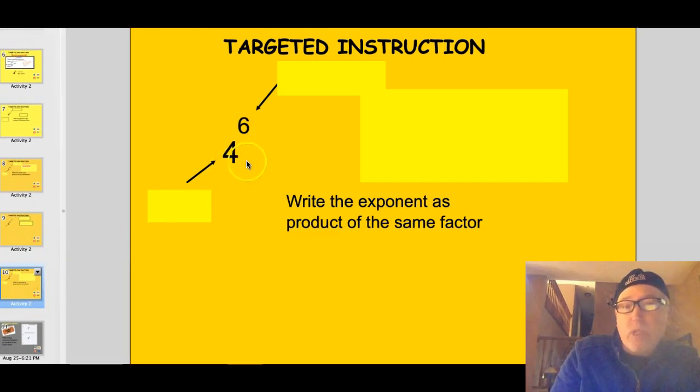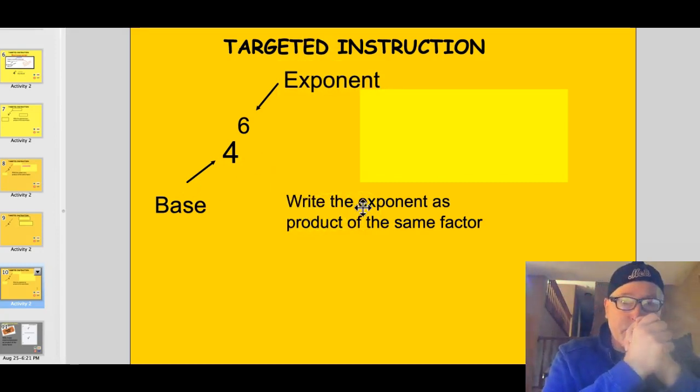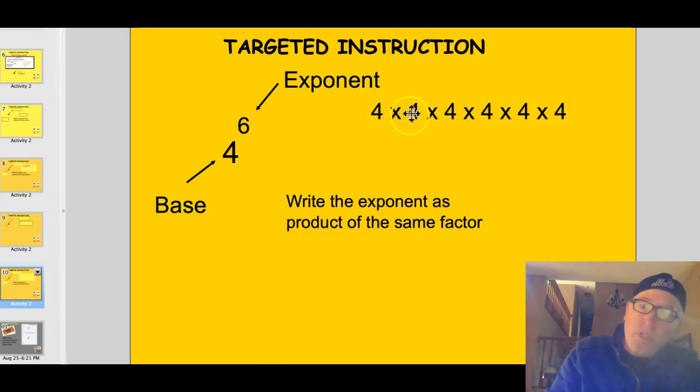All right, last pause problem. Base, exponent. Okay, write the exponent as a product of the same factor. Go ahead. Let's see how you did. 4 times 4 times 4 times 4 times 4 times 4. You notice how I paused just a little bit? When I saw the exponent of 6, I thought, okay, there'll be 2 groups of 3. And there they are.